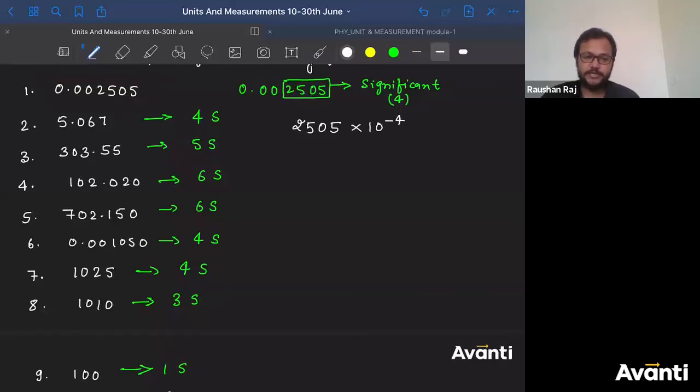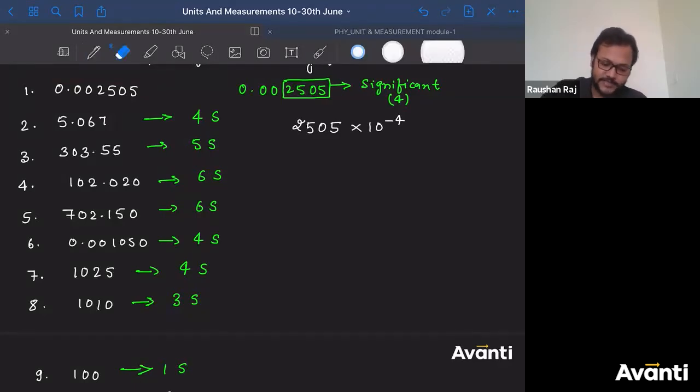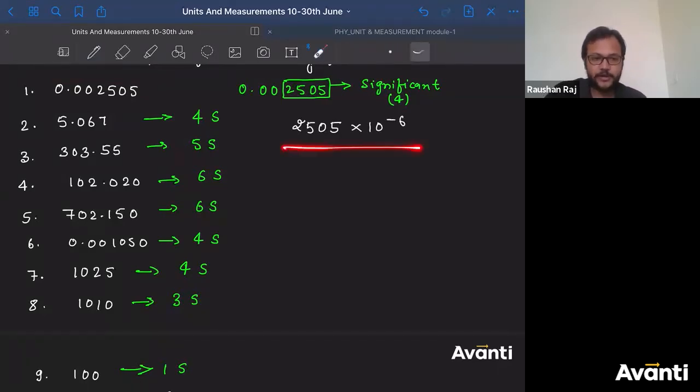2505 into 10 to the power minus 4. Not minus 4, minus 6. You can write in this form. There will not be any problem. Then here also, how many significant digits are there? 4 only. Got it? Trisha, did you understand?